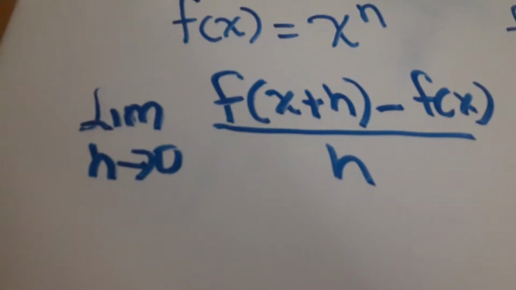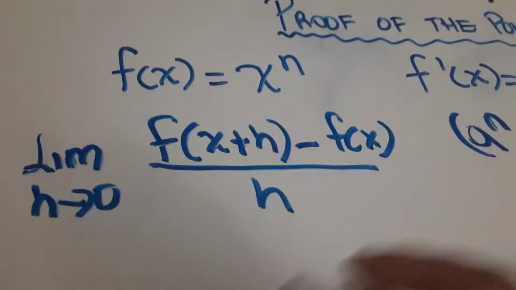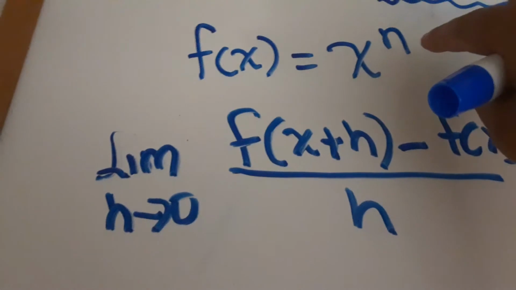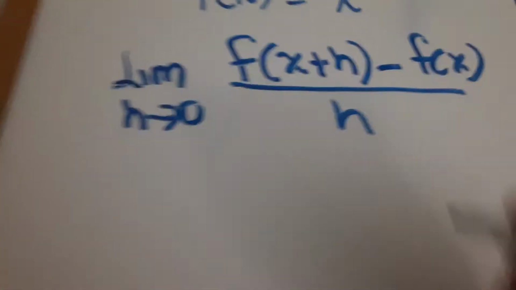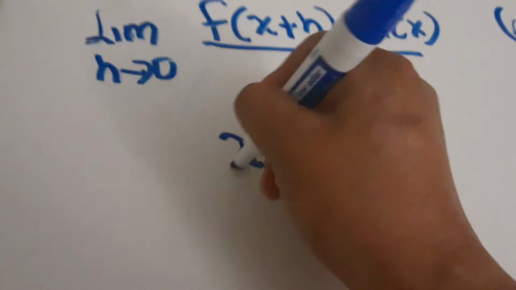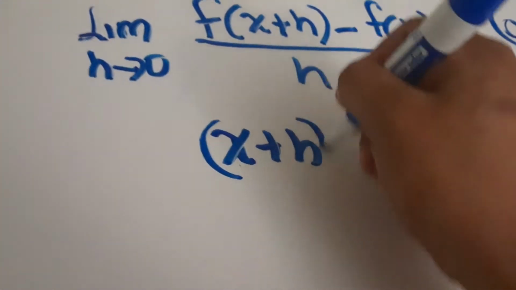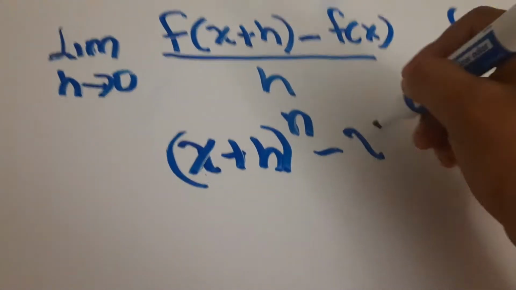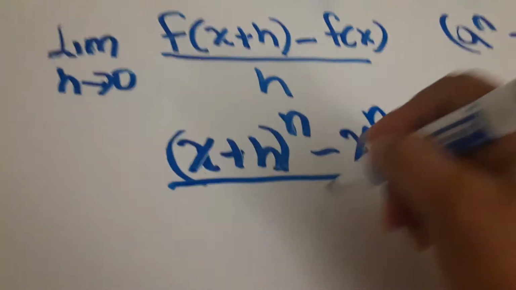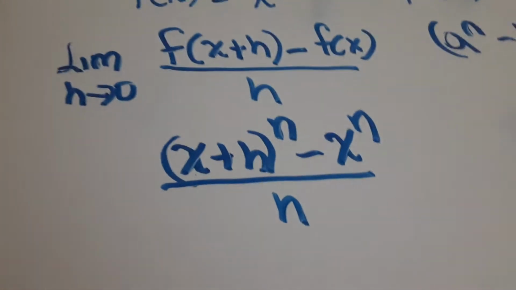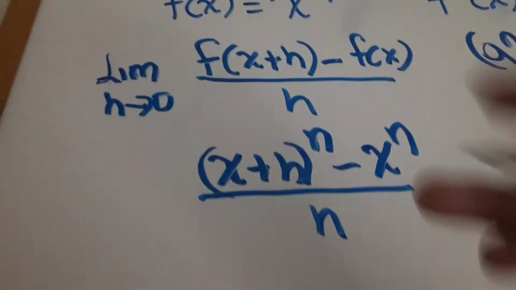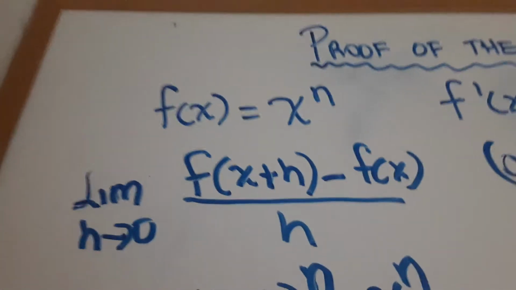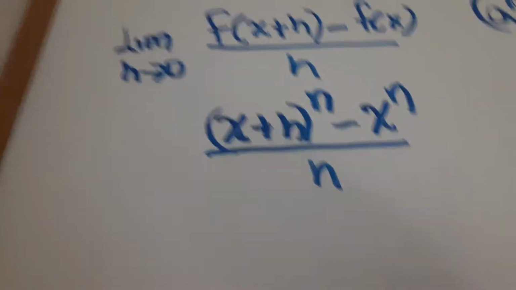So let's replace the function here, right? So you have f of x plus h. Remember, whenever you see x here, you're going to replace it with x plus h. So that's going to be x plus h to the n minus f of x, which is x to the n, over h. All right, I just replaced the functions according to the definition of the function right there, the exponential function, x to the n.